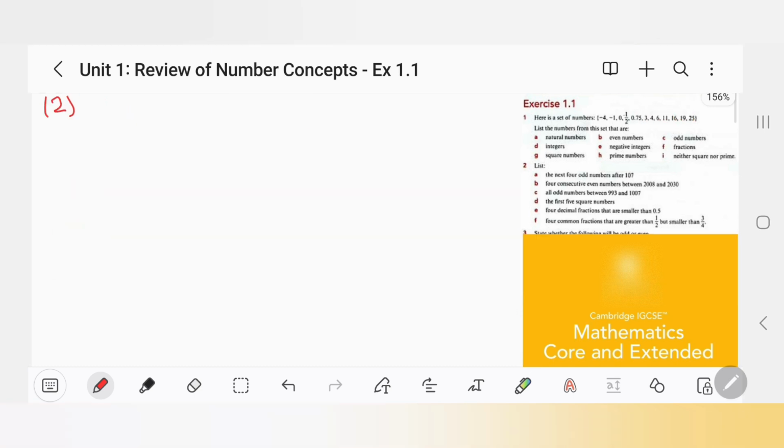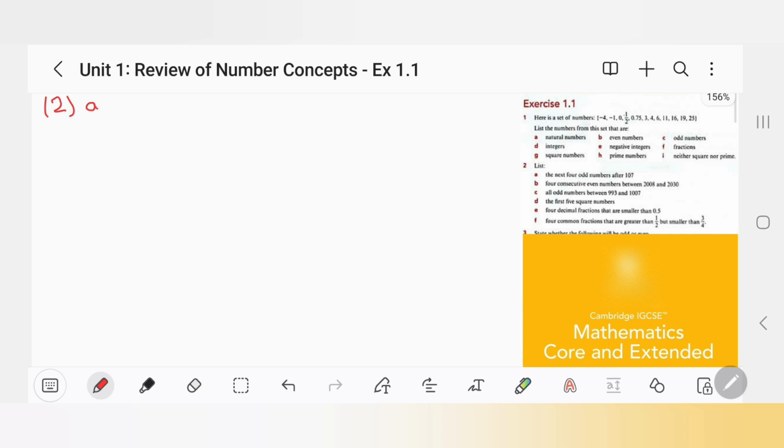Now we are doing question number 2. So in question number 2 we have to make a list of the following things that they have asked in part A till F. So in part A they are asking the next 4 odd numbers after 107. This is super easy. We know that the odd numbers are the numbers definitely which are not even. So after 107 definitely there will be 109, 111, 113 and 115.